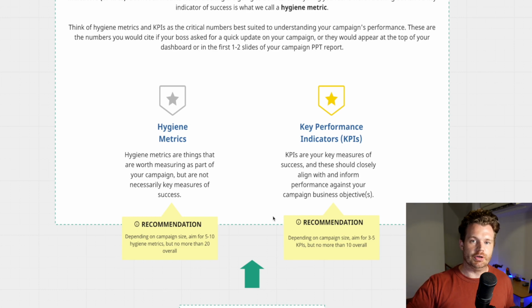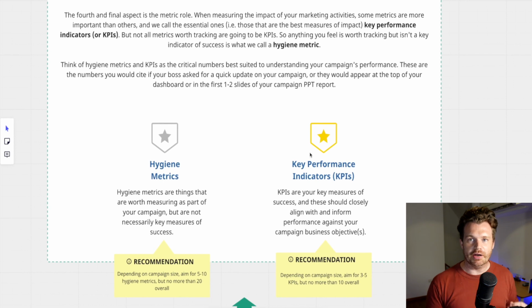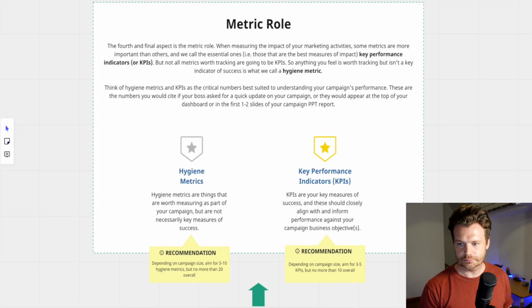Think of these as the ones that show up at the top of your dashboard or on the first 2 pages of a PowerPoint deck that reports on campaign performance. So hygiene metrics and KPIs are just the really important ones. We make this distinction between these two because KPIs are the ones that you are really clearly saying these are the clear indicators of success, but these hygiene metrics are also things that I think I need to report on as well.